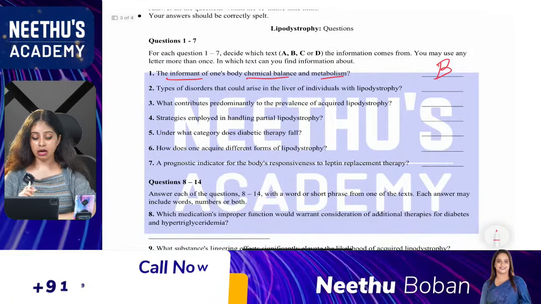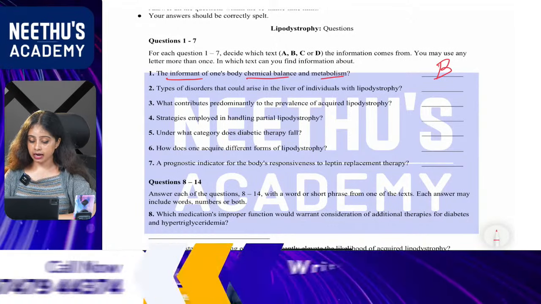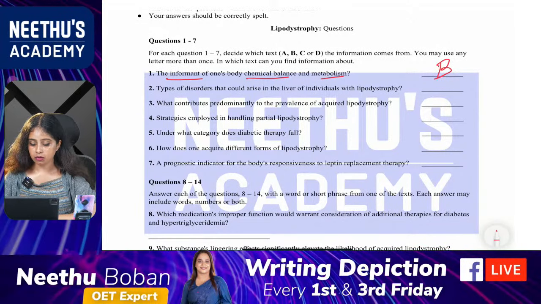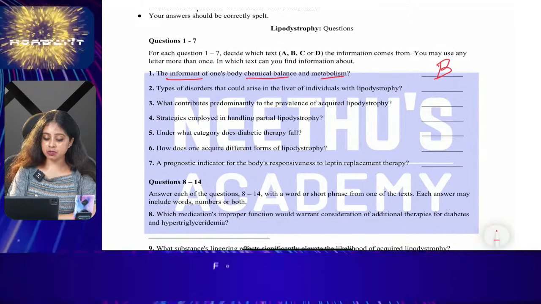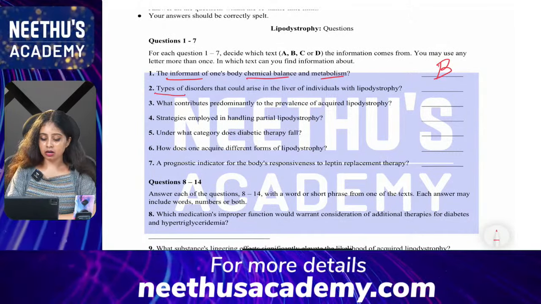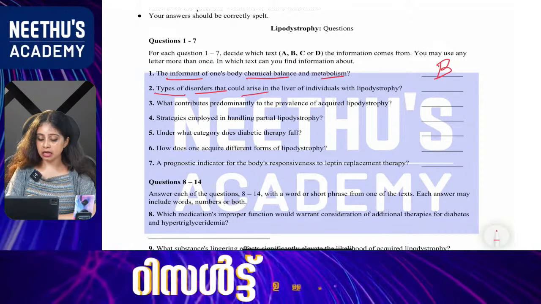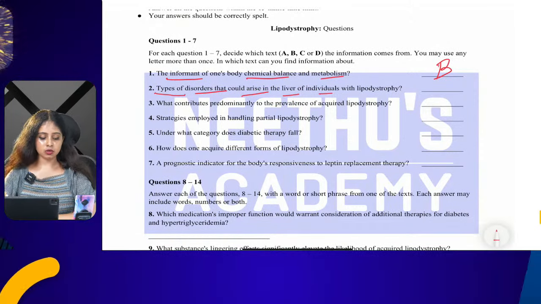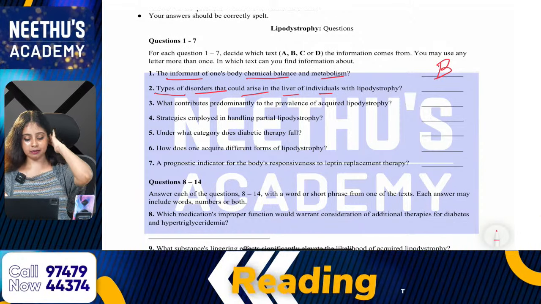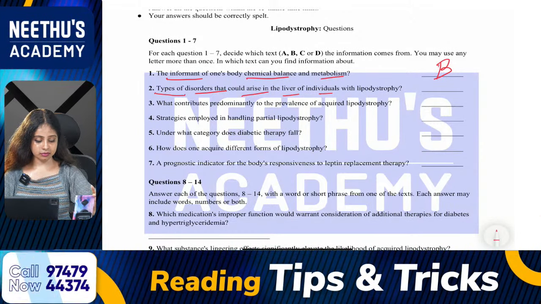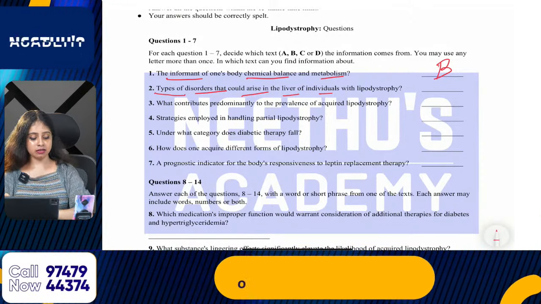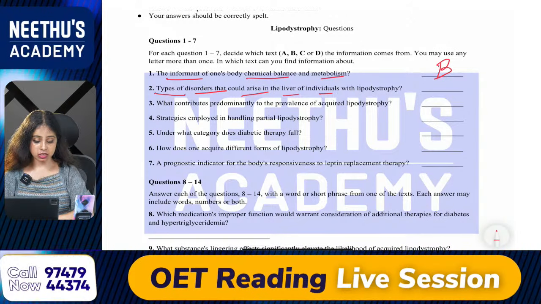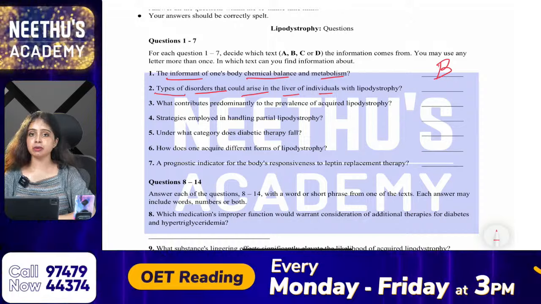Then the next question: types of disorders that could arise in the liver of individuals with lipodystrophy. So what are the keywords? Types of disorders, disorders could arise in the liver of individuals with the condition. So where is the answer? Could you please tell me, guys? Second question. Yes, Marina? What is your answer for the second question? Types of disorders. Where is it mentioned?